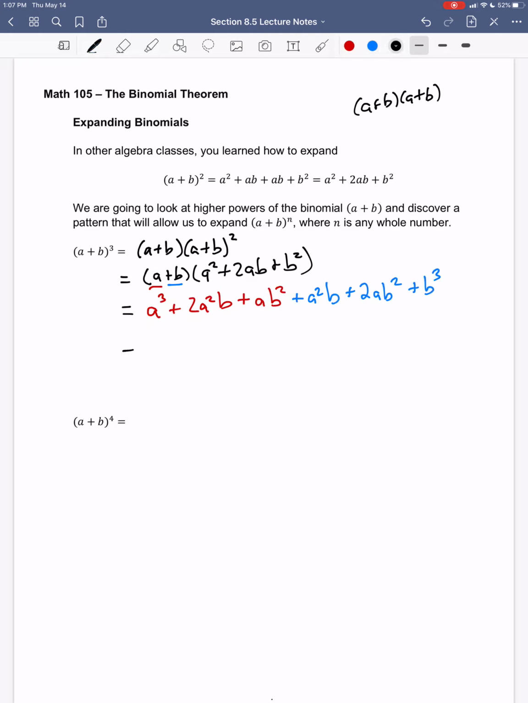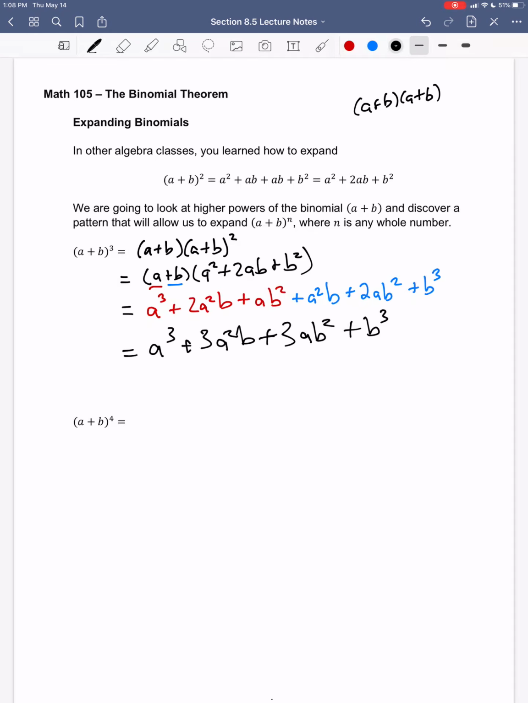And now I just look for like terms. There's only the one a cubed. As far as a squared b's are concerned, I've got some a squared b here and an a squared b here. So 2 plus 1, I get 3a squared b. Same thing happens with the ab squareds. I have 1ab squared and then 2ab squared. So that's 3ab squareds. And then just one lonely b cubed at the end. Now, I'm just going to do one more expansion, and then we're going to look for a pattern and see if we could figure this out any other way.